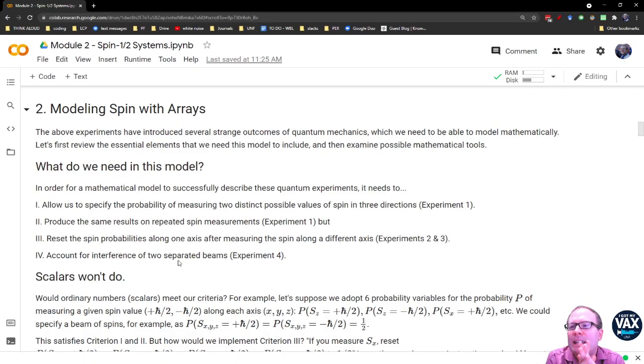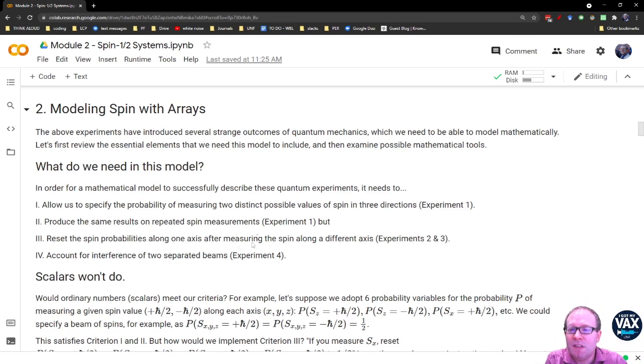Okay, so now that we've seen that spin is a thing and that it behaves strangely, how do we model this computationally? Well, there's several elements that we need in this model brought up from these experiments that you just completed. We need to be able to specify the probability of measuring the spin up, spin down, spin left, spin right, and spin forward, spin backward along these 3 dimensions.